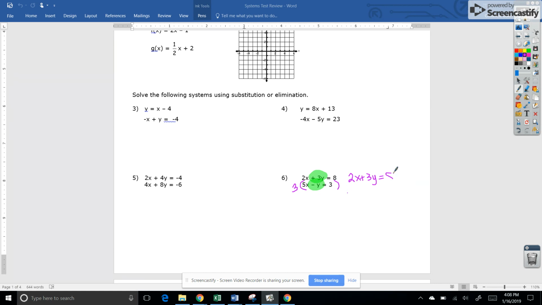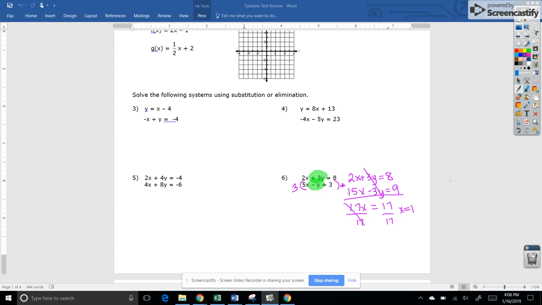Now I'm going to distribute my 3. 3 times 5x, 3 times negative y, 3 times 3. I'm going to add these equations together. That's going to give me 17x. 3y plus negative 3y cancels out, and 8 plus 9 is also 17. So when I divide both sides by 17, I get 1.